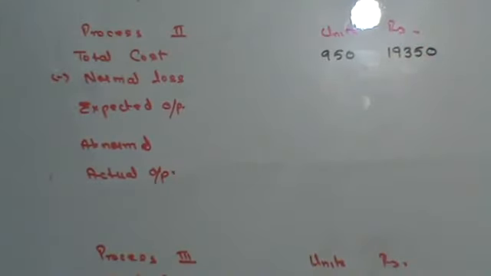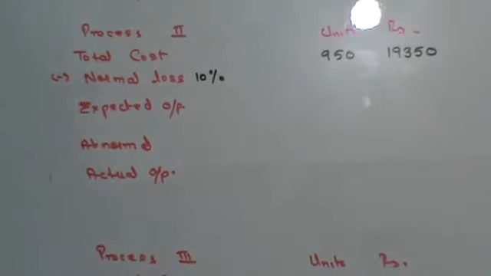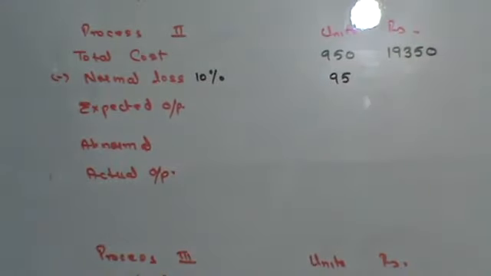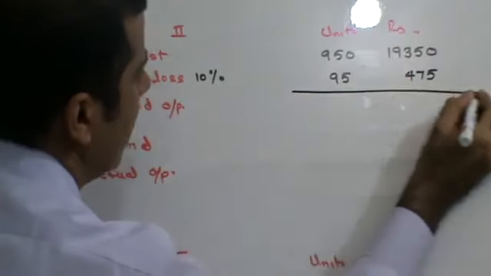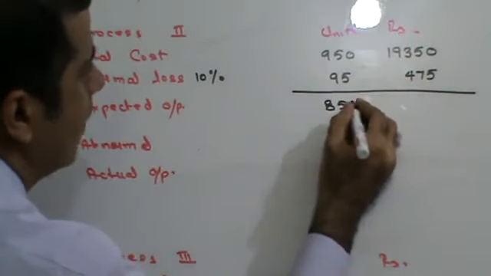Now, my normal loss is given as 10%. You calculate 10% of the units. 950 is the number of units. 10% of that will be 95. Right? At the rate of CPU. CPU is given to you as 5 rupees. 95 into 5 will give you 475. Subtract this. So this is going to be 855.